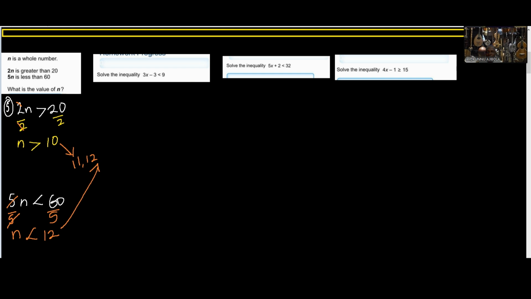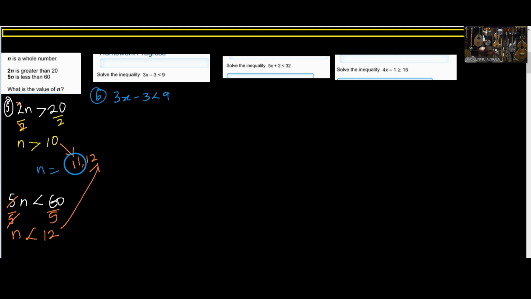11. Is that clear? Based on the two expressions, this is our n. Then we say n equals 11 because n must be greater than 10, n must be less than 12. So the only number that's greater than 10 and less than 12 is 11. So number 6. We want to solve this inequality 3x minus 3 less than 9.